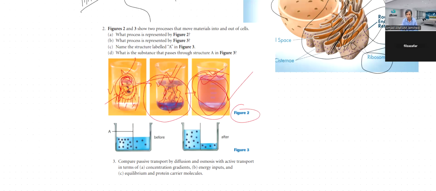Filza, are you confused somewhere? Please ask a question. No. So these three are diffusion. Yes, and this is the start of the diffusion.